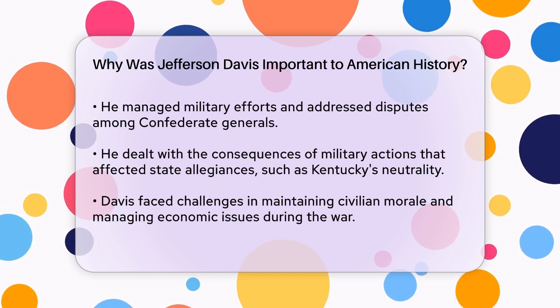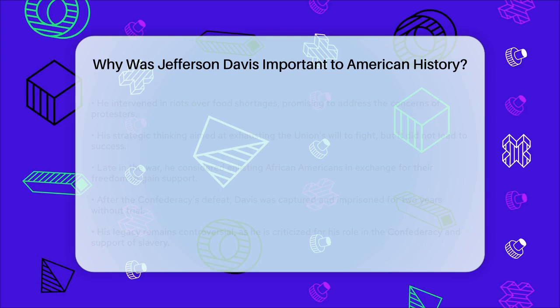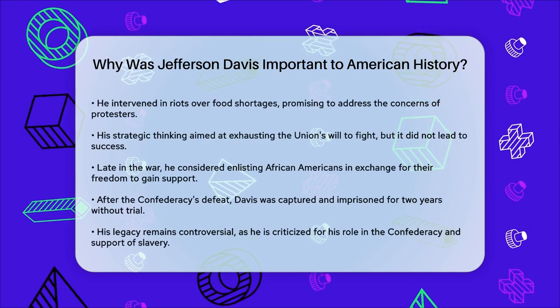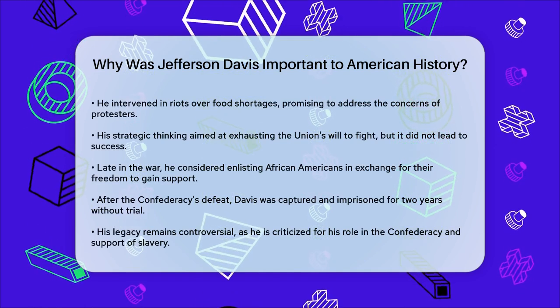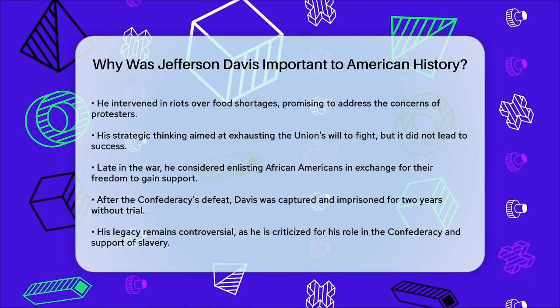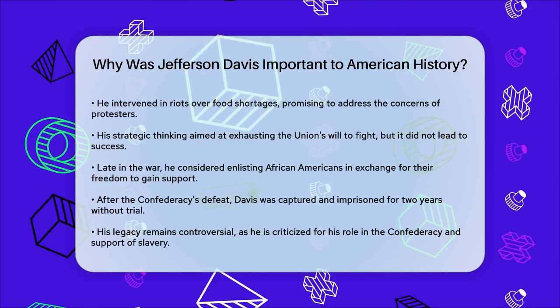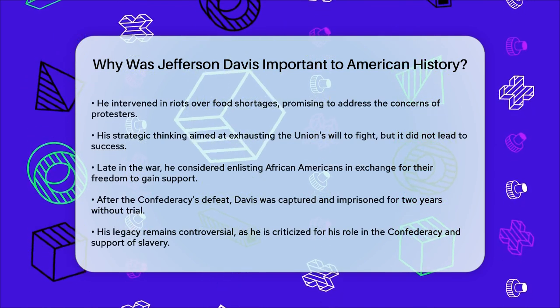In the later stages of the war, Davis even considered compromising on slavery to gain support. He endorsed a proposal to enlist African Americans in the Confederate Army in exchange for their freedom, although this came too late to impact the war's outcome.